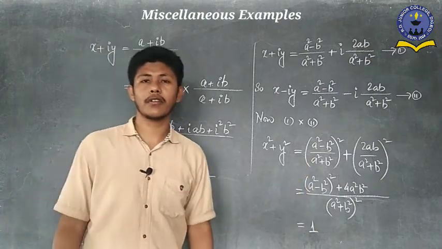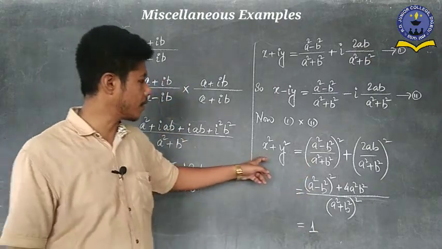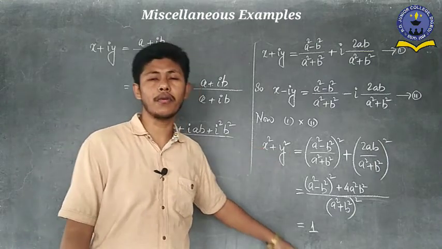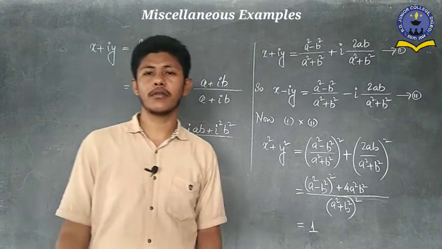Okay, so in this way we complete this question, and whatever proof we need, x square plus y square equal to 1 we need to prove, and this one we get here. So in this way we can prove this result.